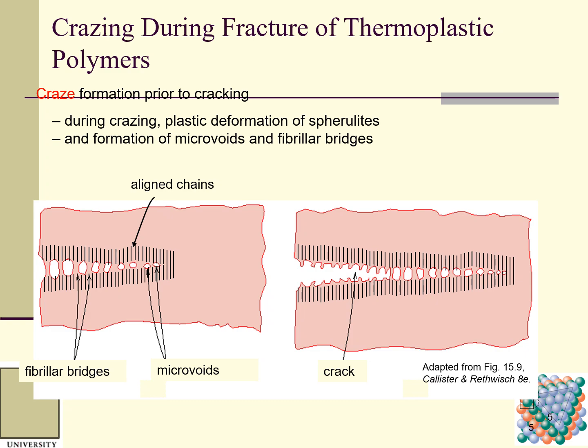Crazing is a very important failure mechanism for polymers, especially for the thermoplastic polymers. At the very beginning they have fibrillar bridges and microvoids. The microvoids come together, and then finally they form a bigger crack. You can see the aligned chains here.